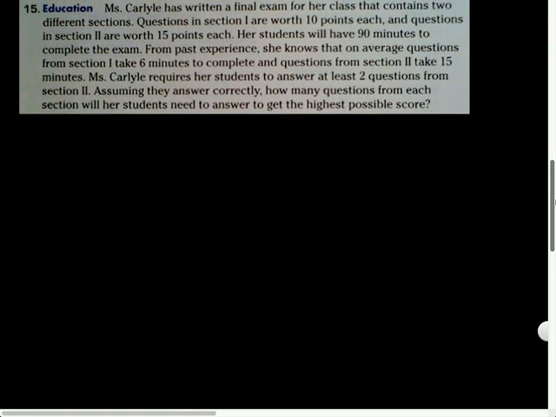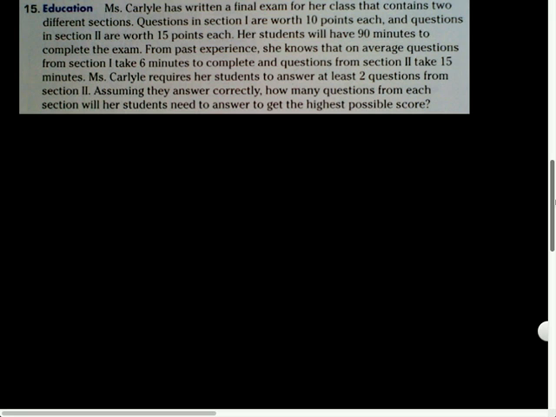Let's see, I'm just going to do the setup for this next problem, so I'm not actually going to solve it. Miss Carlisle has written a final exam for her class that contains 2 different sections. Questions in section 1 are worth 10 points each, and questions in section 2 are worth 15 points each. Her students will have 90 minutes to complete the exam. From past experience, she knows that on average, questions from section 1 take 6 minutes to complete, and questions on section 2 take 15 minutes to complete.